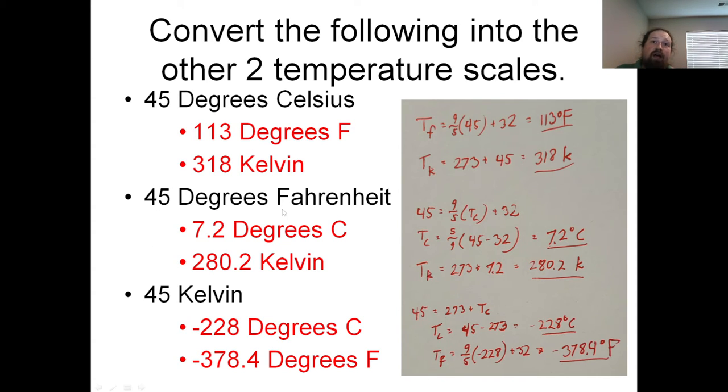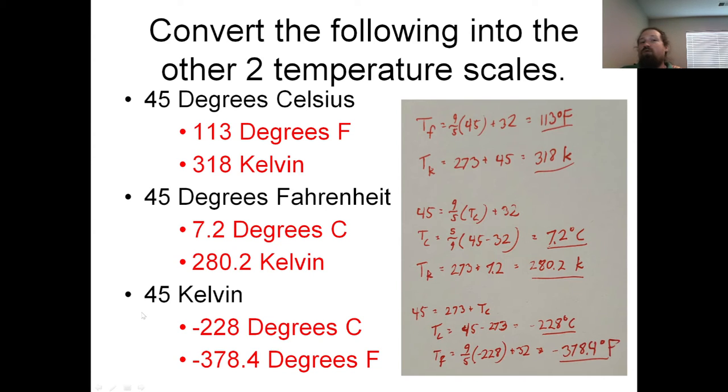45 Fahrenheit, meanwhile, is colder than what you usually experience in a building, at least. That's considering that about 75 Fahrenheit is usually room temperature. 45 Fahrenheit is pretty good on your way down to freezing already. Freezing in Fahrenheit is 32. So it's pretty cold. That's going to translate to 7.2 Celsius and 280.2 Kelvin. I've got my work for these shown over here.